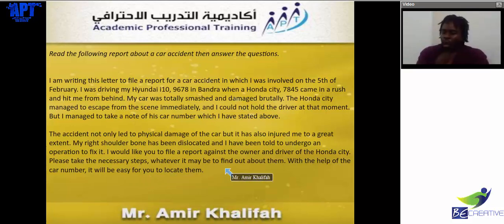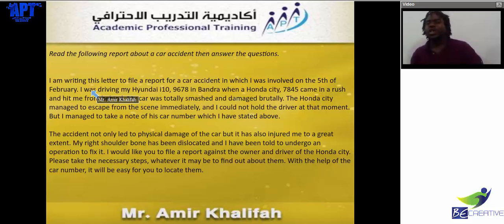Okay? So now, before we move on, let's just analyze what has happened. So there was an accident, and we had a hit and run situation. Hit and run means that someone hit someone and then fled. So he hit someone with the car and did not stay until the authorities came. And he just drove off. Okay? So he's writing to file a report against the Honda City car. And he was also injured.